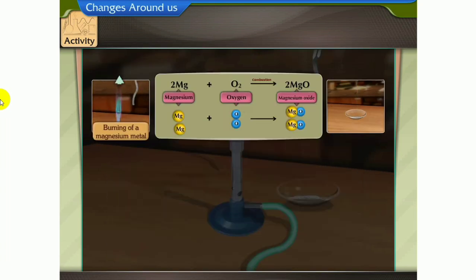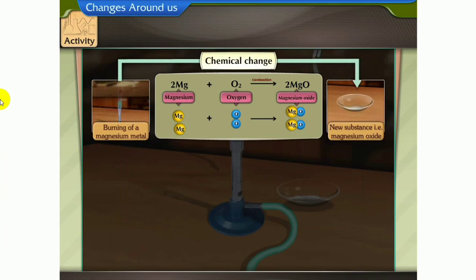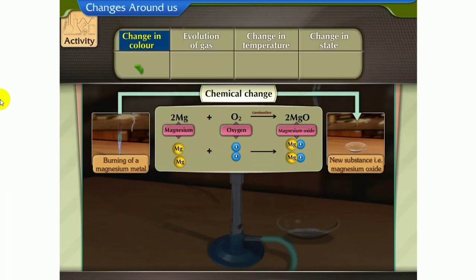Burning of a magnesium metal is a chemical change as a new substance, that is, magnesium oxide, is formed. In this reaction, there is a change in color and temperature. There is no gas evolved and no change in state.